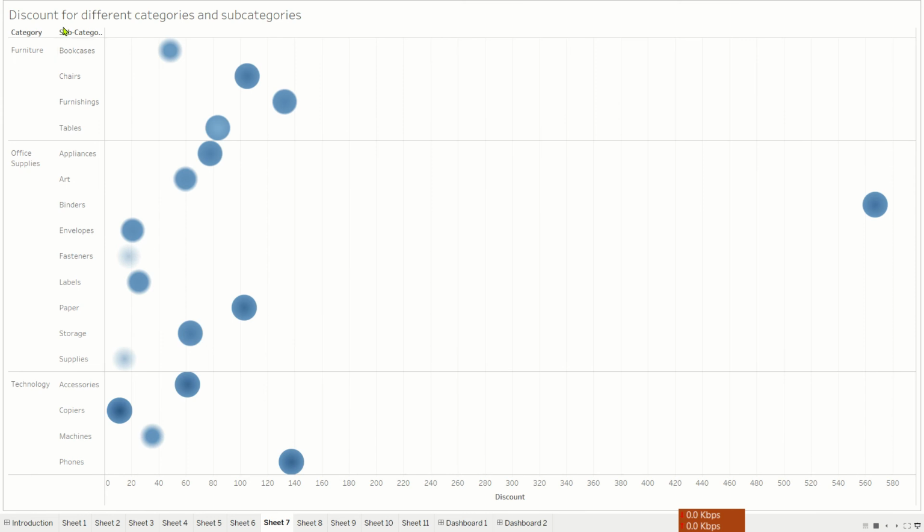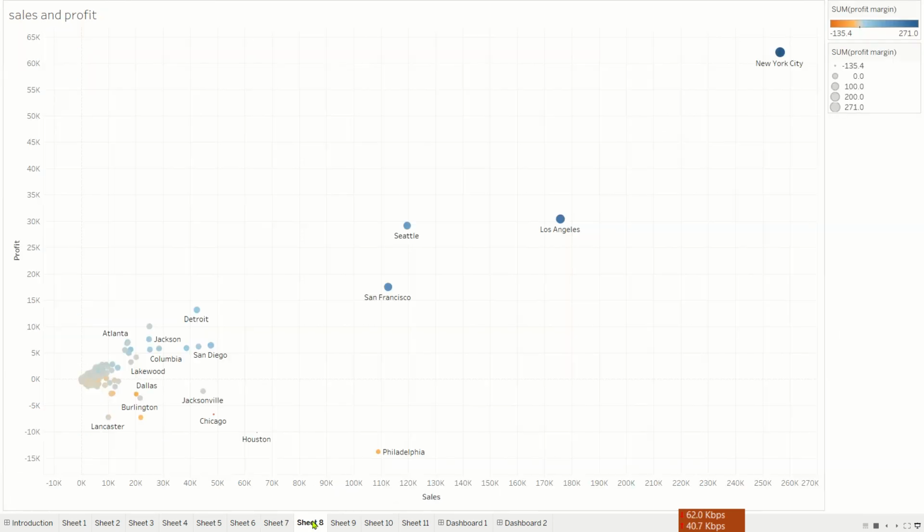Now, if we choose the discount category, then we see that furniture actually gives more discount. Technology gives small discount, but in office supplies, for envelopes and binders, there are greater discounts, and for supplies like fasteners, the discounts are quite small. Here, the density plot is clearly observable.